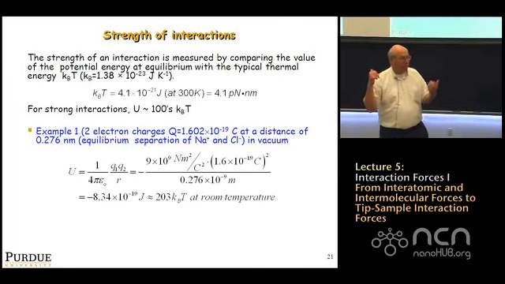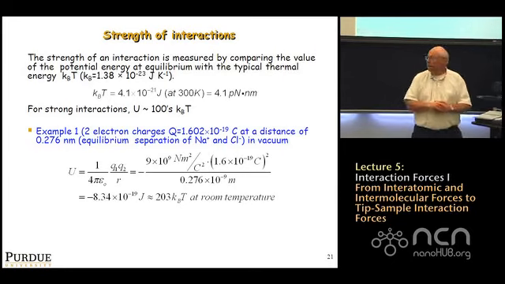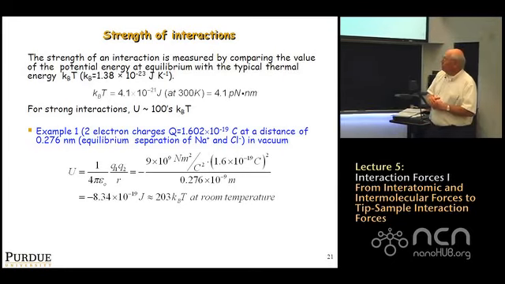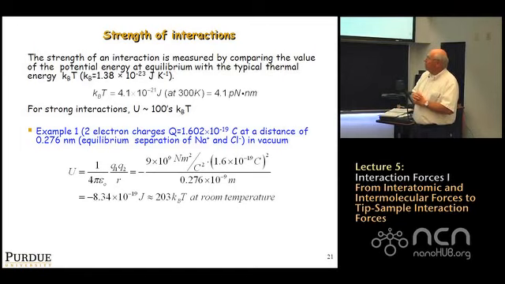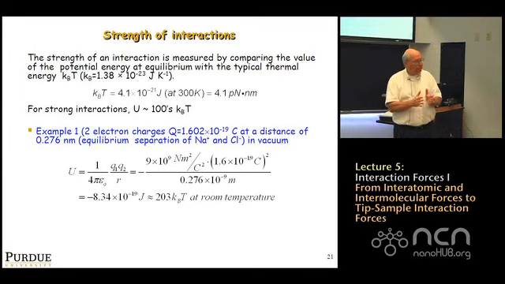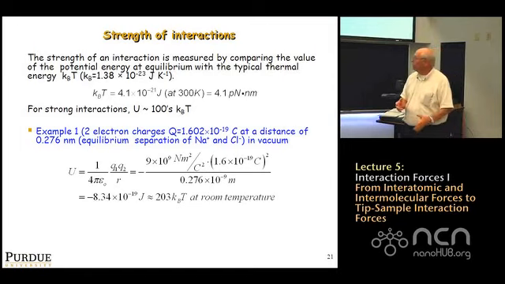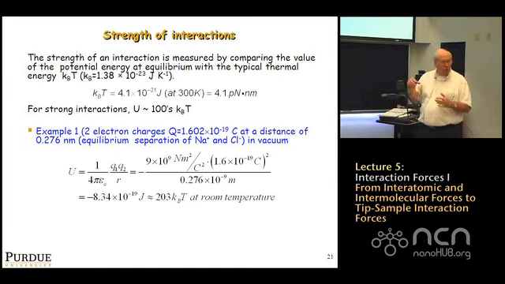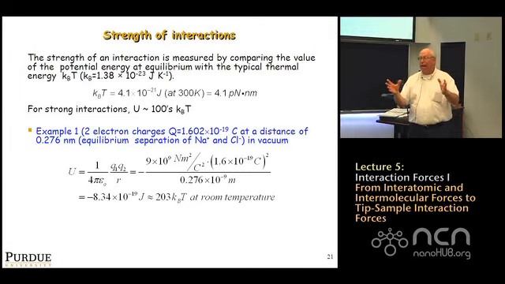So to just do a simple example, you can calculate two electron charges separated a distance of 0.276 nanometers. This turns out to be the equilibrium separation between a sodium ion and a chlorine ion in sodium chloride. If you just calculate the electrostatic interaction energy for those two things, it's simple. It's a 1 over R interaction because we're dealing with point charges, 1 over 4 pi epsilon naught because we're pretending we're in vacuum.